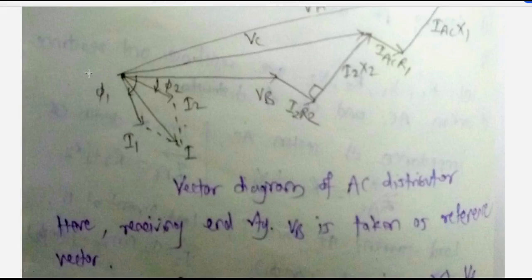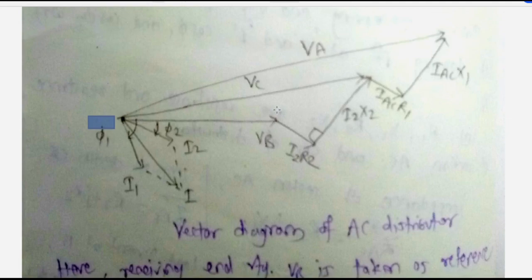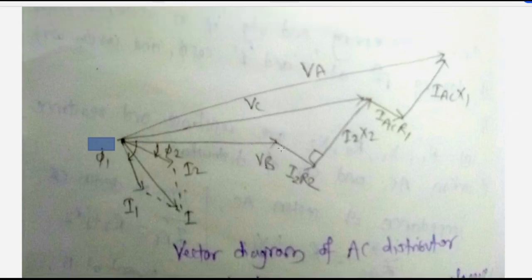So initially the vector starts from 0. So this is the 0 point. We have considered VB as a reference. So VB we are going to use here. We know that from this VB there is an I2 current. So I2 R2 can be drawn lagging in nature like this.